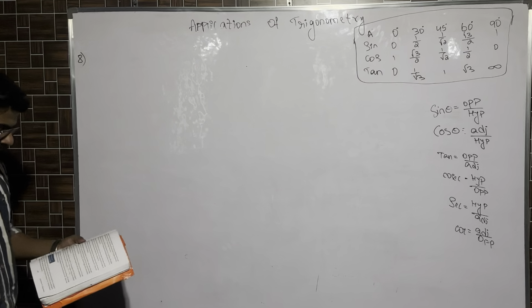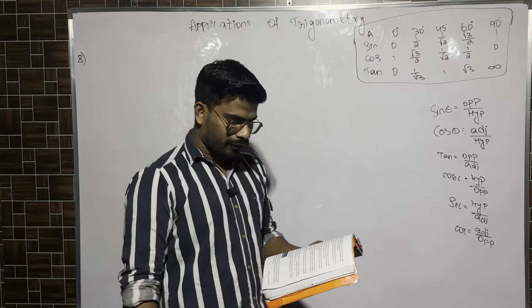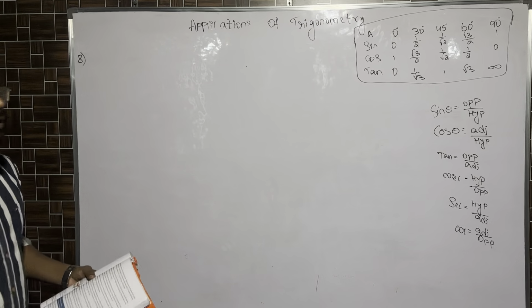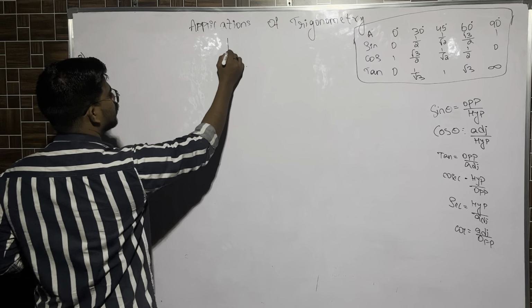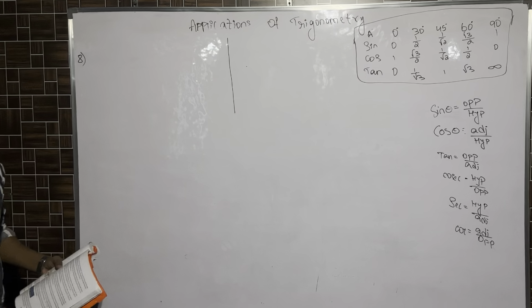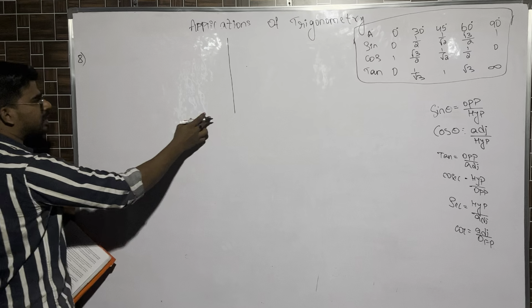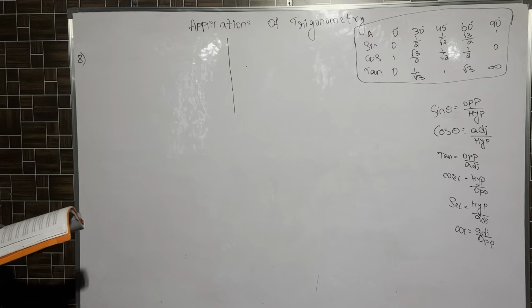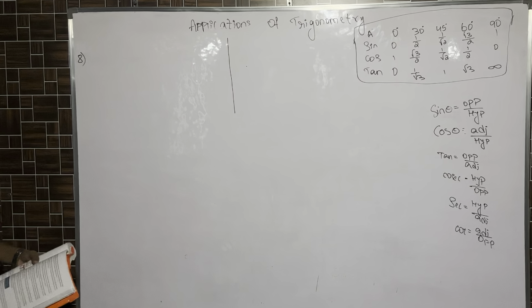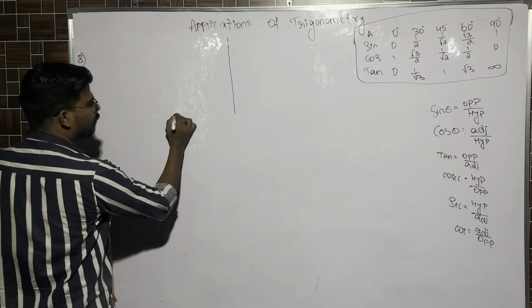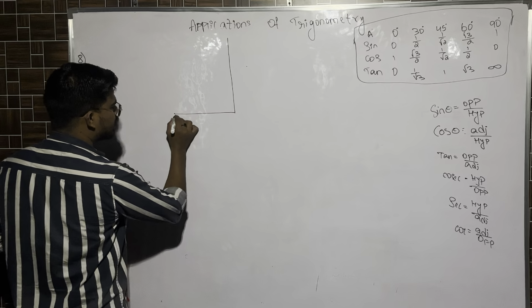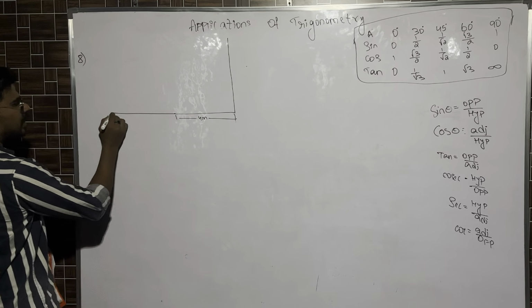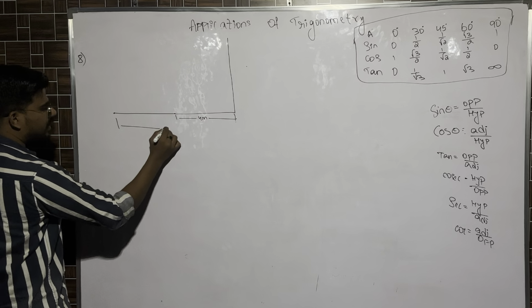Yeah, question number 8 here. This question says the angles of elevation of the top of the tower from 2 points at a distance of 4 meter and 9 meter. So one tower is there. From the base of the tower, 2 points are there. The distance is 4 meter and 9 meter. From one point, this distance is 4 meter. From this point again, another distance is 9 meter.